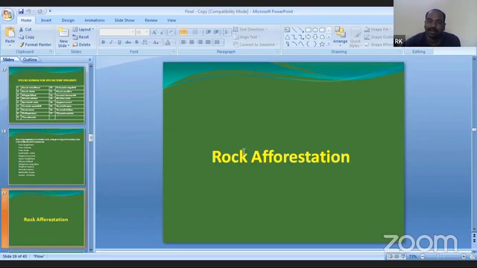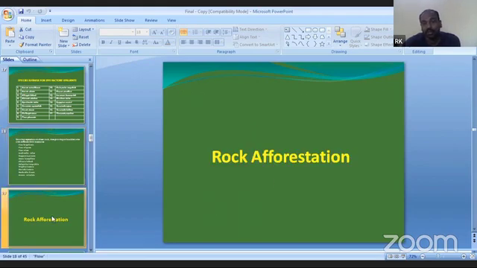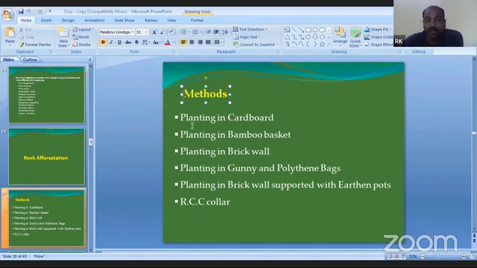How to plant in the rock and what techniques are adaptable. We are selecting these types of species, how to make a nursery, how to make ready for planting, everything, and what are the methods to be planted in the rock. So this experiment is already done. It performed well also. So we select this rock afforestation site. Here there are 3, 4, 5, 6 methods.